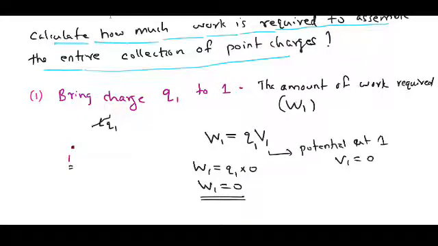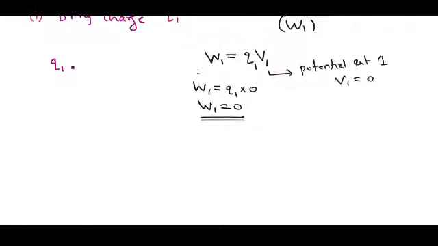The work required to bring the charge Q1 from infinity to the point 1 is equal to 0. That is, without much effort, we can bring the charge Q1 to the position 1. Now the first charge has reached its position. Okay, now let us calculate the amount of work required to bring the charge 2. That is, now we try to bring Q2 to the point 2.